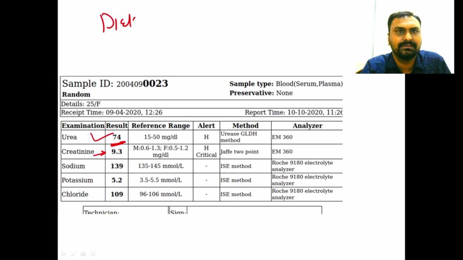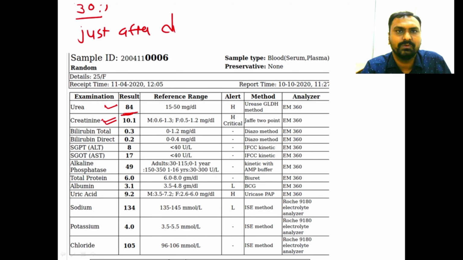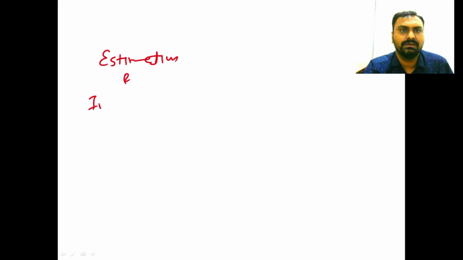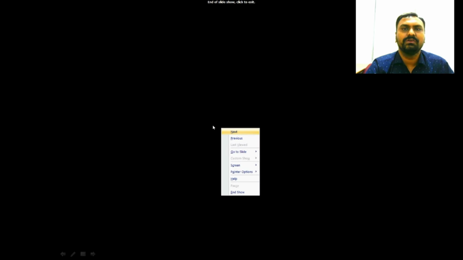This is just before dialysis in case of chronic renal failure; after dialysis, you will find this type of result. Then urea just a little bit high, and creatinine very high. As we know, the ratio is around 30:1 urea to creatinine, but here creatinine is more. So just after dialysis, you will find this type of picture. This is all about the estimation and interpretation of urea and creatinine. I hope you find this video very helpful.